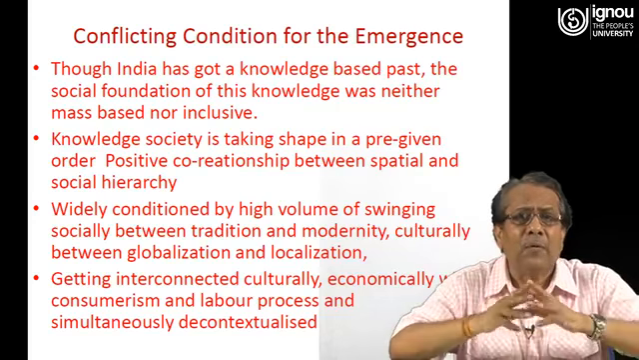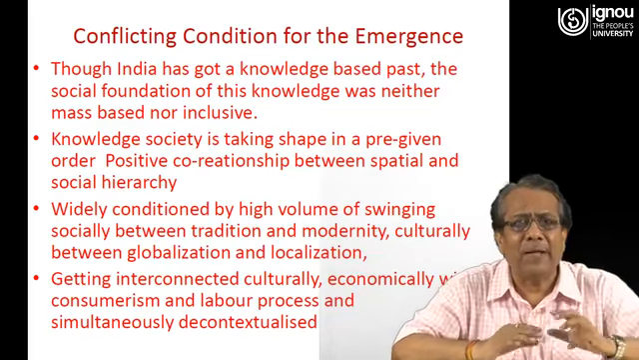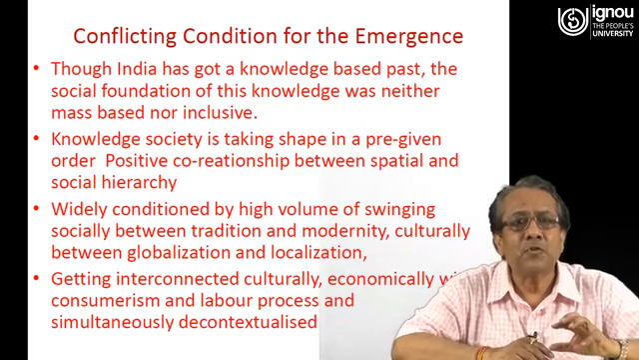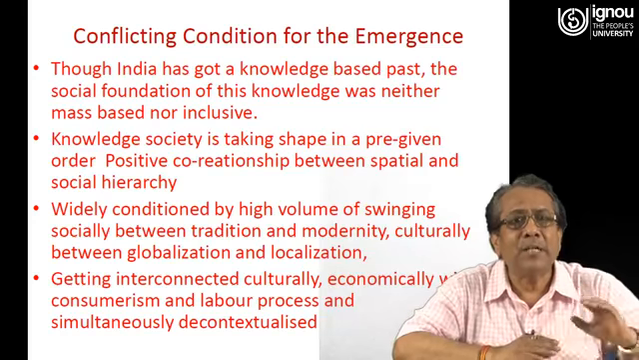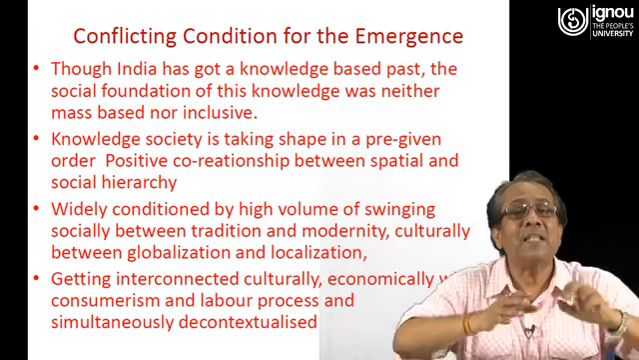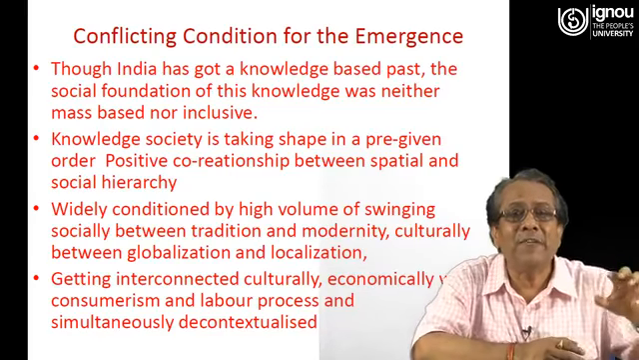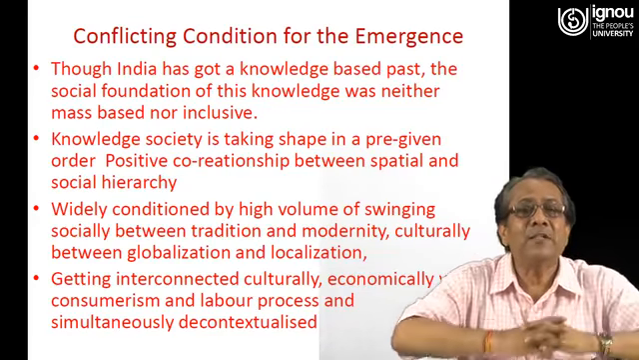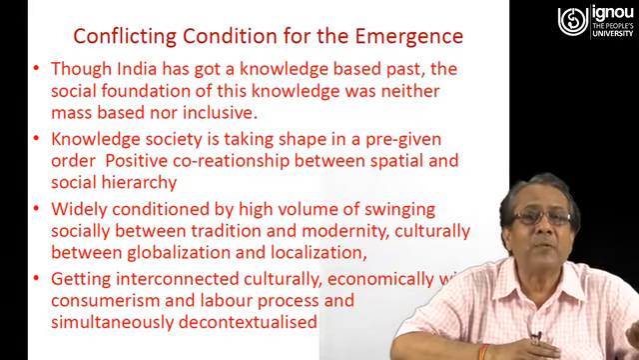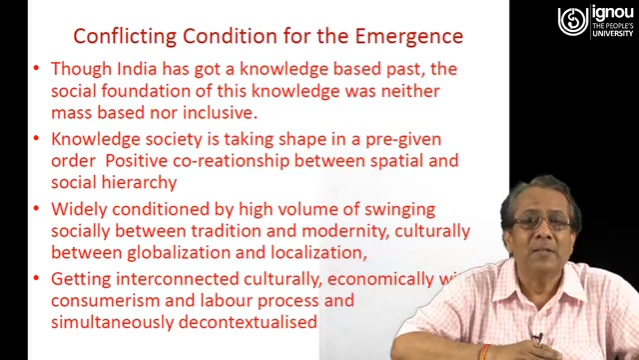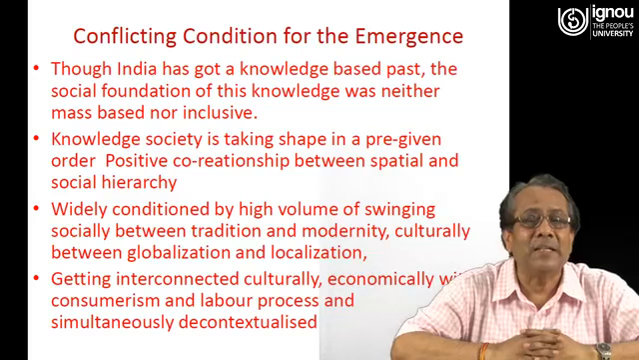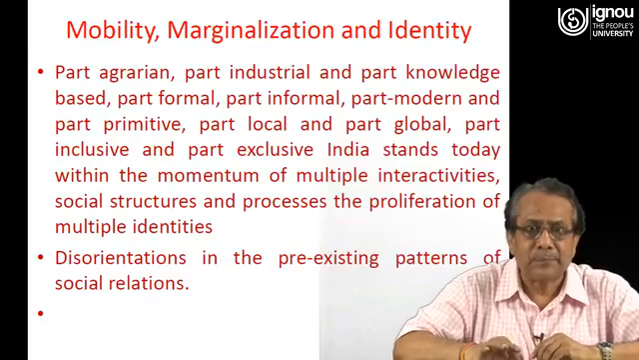Now, this has been widely conditioned by a high volume of swinging, socially between tradition and modernity, culturally between globalization and modernization. Since caste values, ethnic values and traditional values continue, there has been a swing, because the caste factor and the ethnic factor are getting influenced by modernity and globalization. So a contradiction between tradition and modernity continues in Indian society.